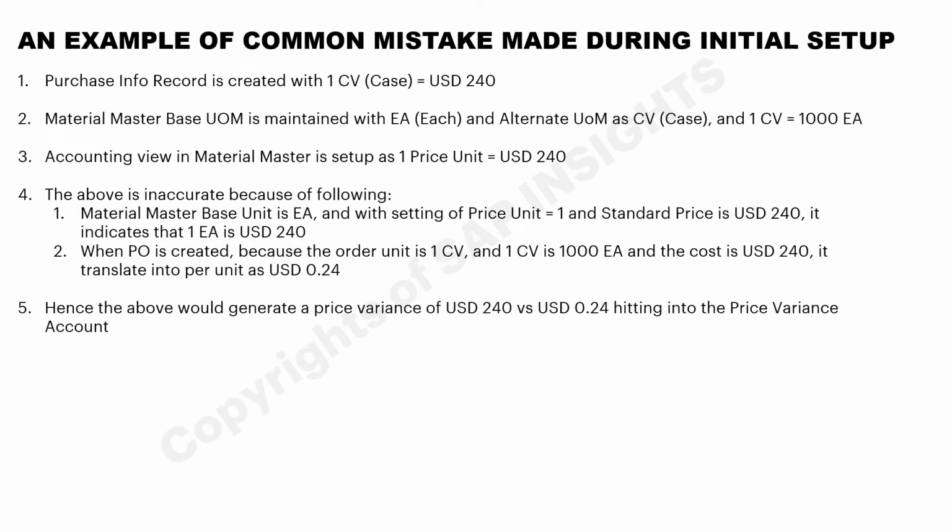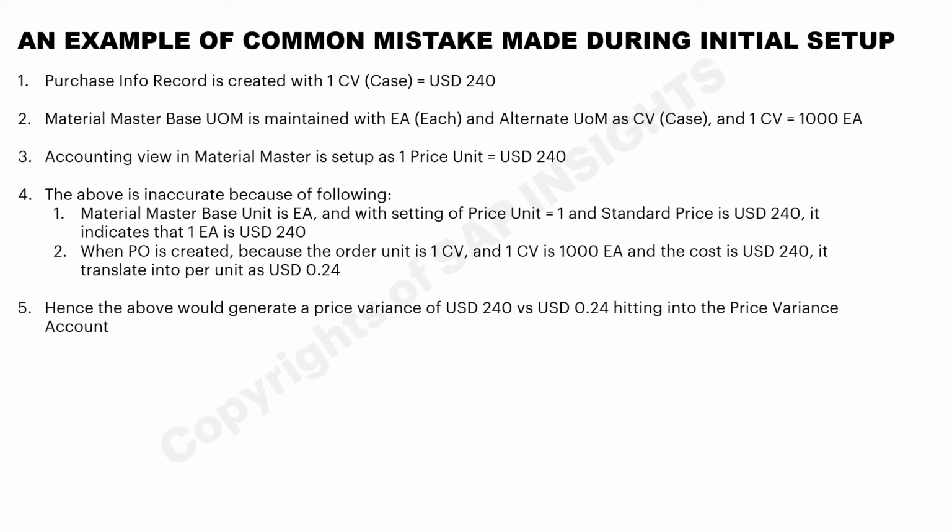Now let us take a look at one example where the common mistakes are made. We have a purchase info record created with one case equals 240 US dollars. In the material master, we have the base unit of measure maintained as each, and the alternate unit of measure as case, and one case is equivalent to 1,000 each. This is set up as an alternate unit of measure for this material.